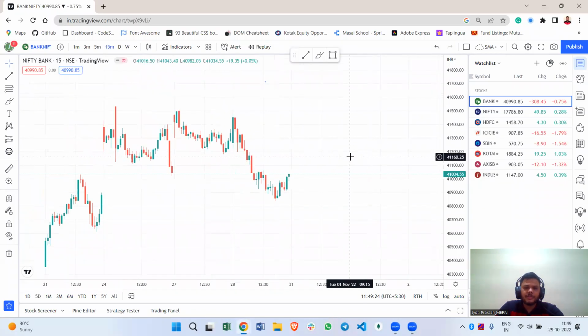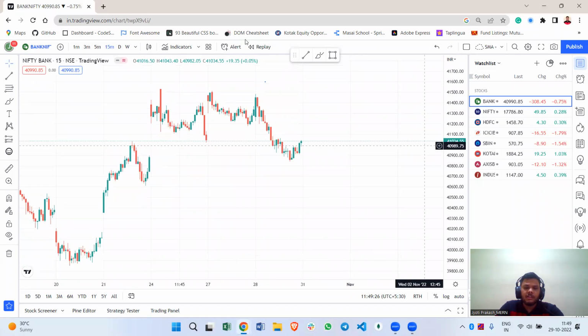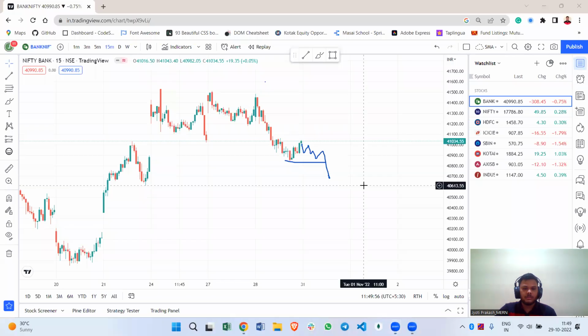Here you can see that in the 15-minute chart, Bank Nifty showed some negative scenario on Friday, and it closes around 41,000. And if tomorrow the market opens between 41,030 and 40,830, and if it closes below 40,830, then we're going to take a trade for selling, and our target will be 40,600. And if it closes below 40,600, then we're going to set our target to 40,400.